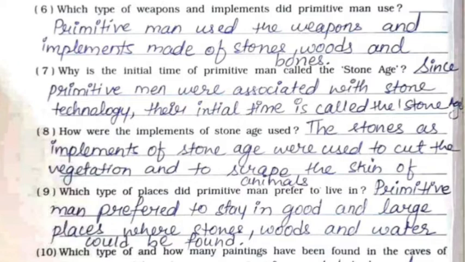Eighth, how were the implements of Stone Age used? The stones as implements of Stone Age were used to cut the vegetation and to scrape the skin of animals. Ninth, which type of places did primitive man prefer to live in? Primitive man preferred to stay in good and large places where stones, woods and water could be found.